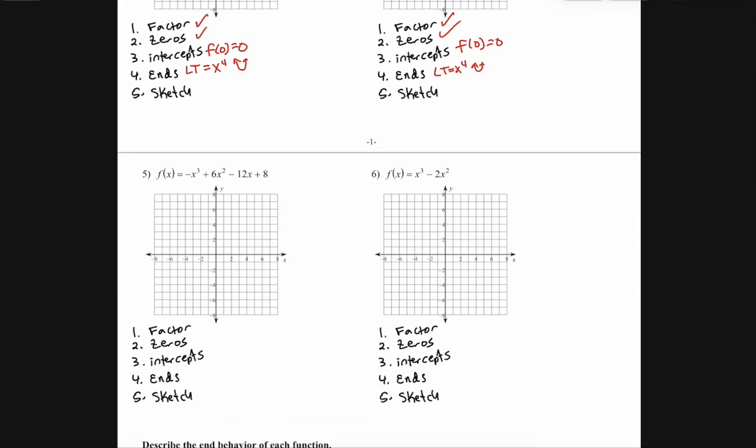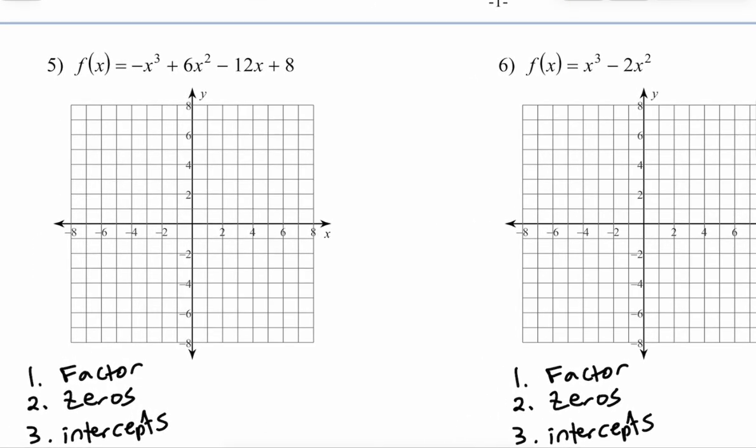Okay. Now let's take a look at number 5. For this particular one, grouping is not going to be helpful. So we have to use some tricks of the trade that we have been using up to this point. So the factored form for this one, I don't think grouping is going to help us.